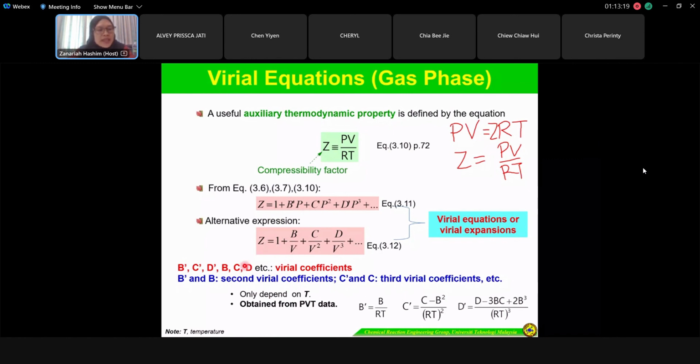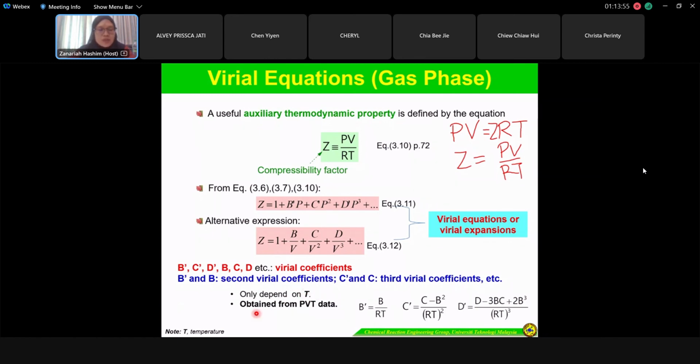Okay, so B dash, C dash, D dash, B, C, D, etc. are called the virial coefficients. The B dash and B are called the second virial coefficient because they are on the second term. So this is the first term, second term, third term, fourth term, and so on. Whereas C dash and C are called the third virial coefficient. And these virial coefficients only depend on T. They are a function of temperature only.